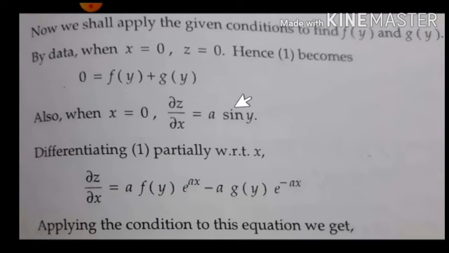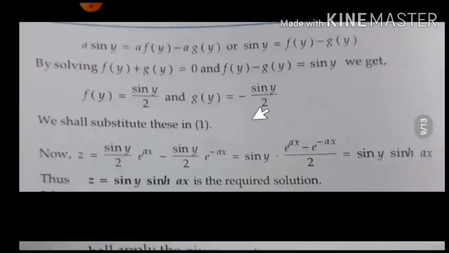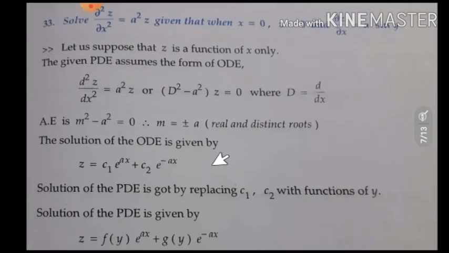Next we need to substitute the second condition: x equal to 0, dou z by dou x equal to a sin y. But in the earlier step, we don't have dou z by dou x anywhere. So what it means is we need to partially differentiate this z answer with respect to x. f of y is constant, differentiation of e to the power of ax is a into e to the power of ax, and here differentiation of e to the power of minus ax is minus a into e to the power of minus ax.